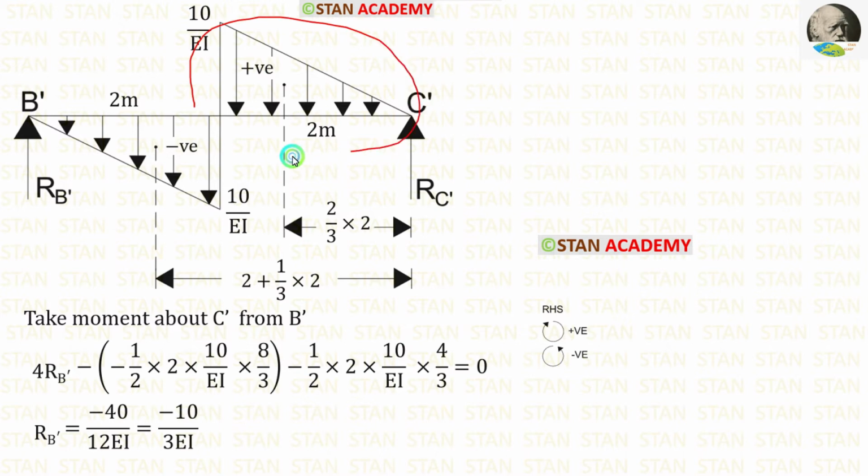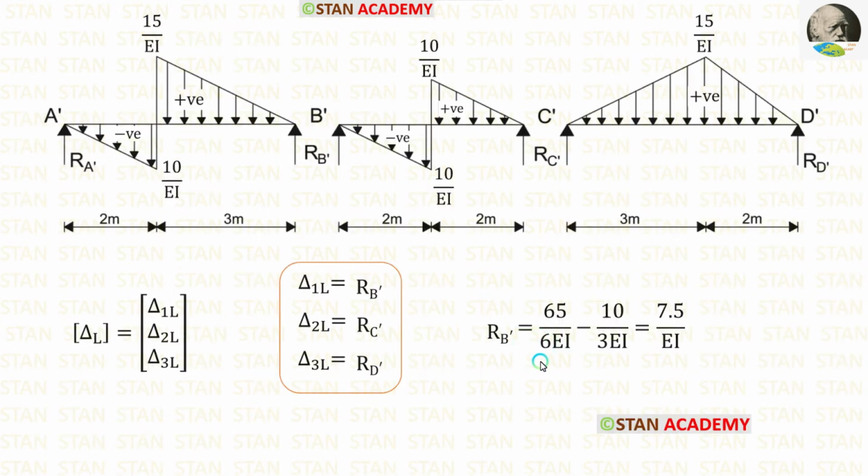Now let us take this triangle. It is acting towards the point C dash in the anticlockwise direction, so it will be negative. Then let us calculate the area. The centroid distance towards the right is 2 upon 3 into breadth. So the centroid is 4 upon 3. After the calculations, we are getting RB dash, which is equal to minus 10 upon 3 EI. Now let us add both of the RB dash values. After adding, we have got 7.5 upon EI.